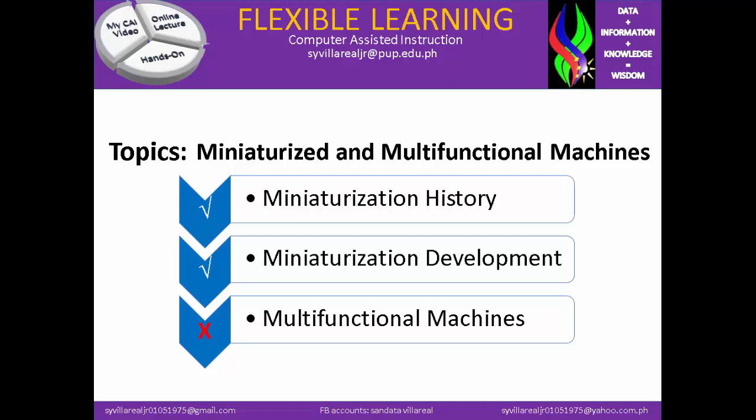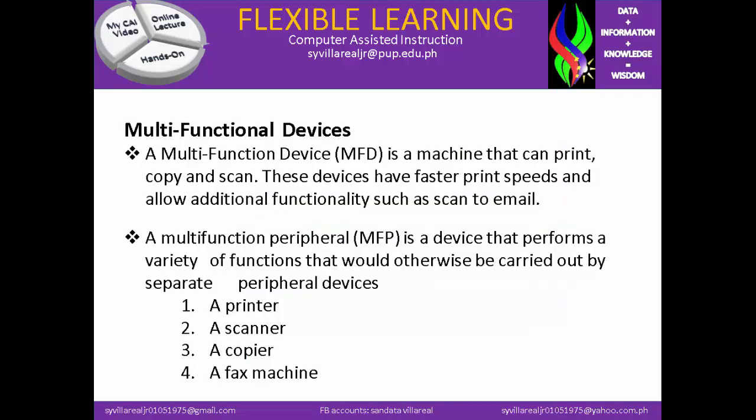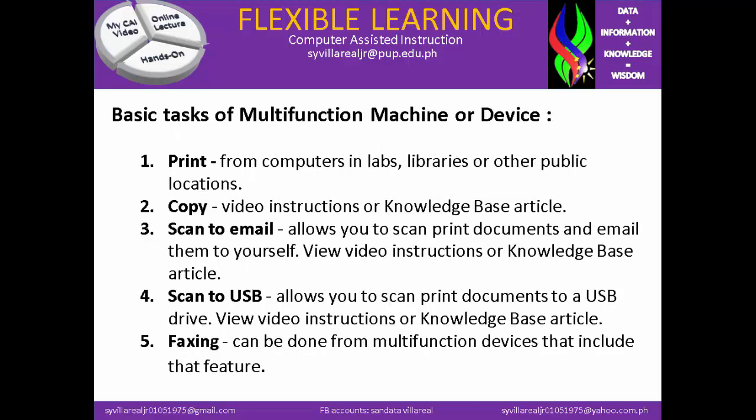Now let's move on to multifunction machines. Multifunctional devices or multifunctional machines is a machine that can print, copy, and scan. These devices have faster print speeds and allow additional functionalities such as scan to email. A multifunctional peripheral is a device that performs a variety of functions that would otherwise be carried out by separate peripheral devices, such as printer, scanner, copier, and fax machines.